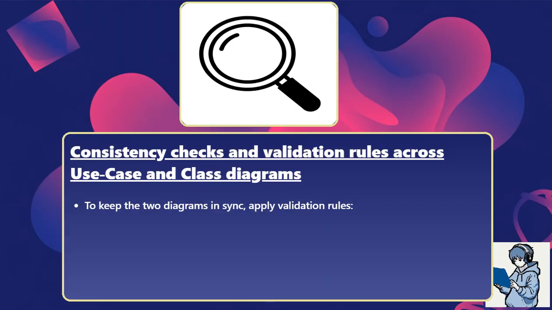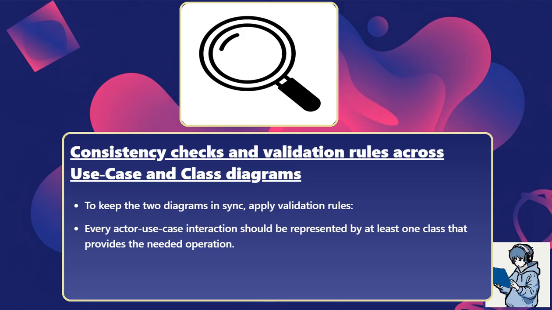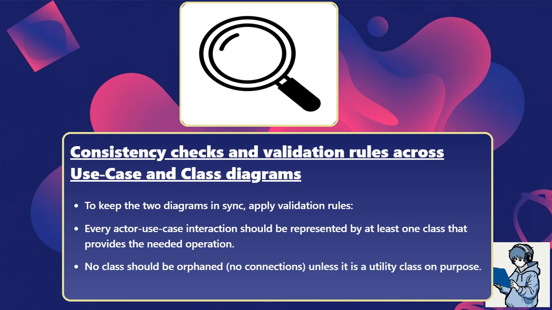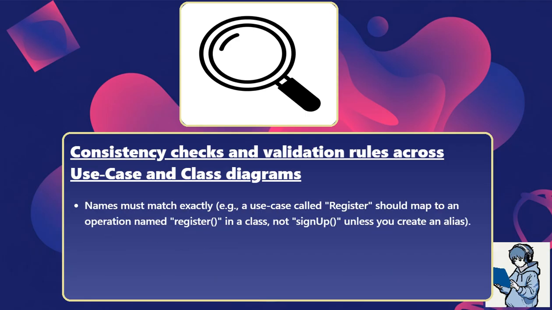To keep the 2 diagrams in sync, apply validation rules. Every actor use case interaction should be represented by at least one class that provides the needed operation. No class should be orphaned unless it is a utility class on purpose. Names must match exactly. For example, a use case called register should map to an operation named register in a class, not sign up unless you create an alias.